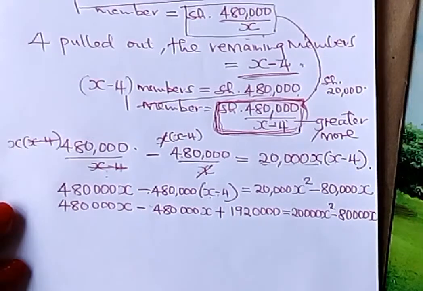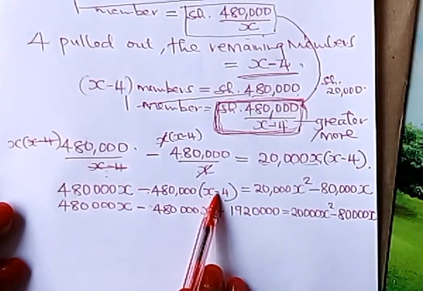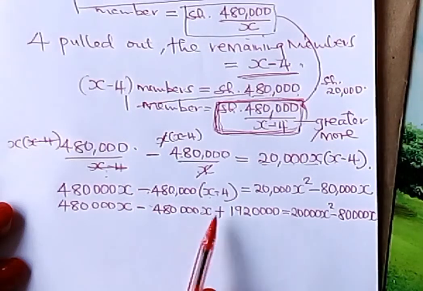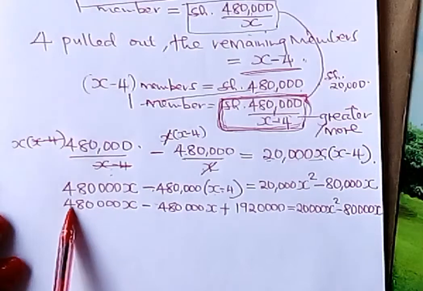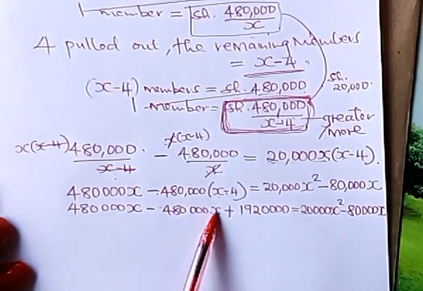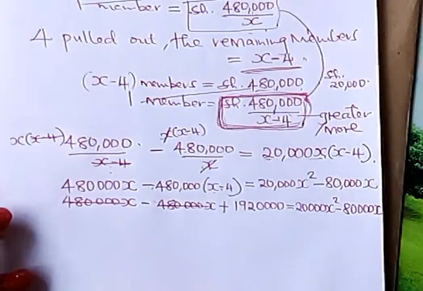There we are. We have removed this bracket accurately. Take care of the signs as you multiply. Minus times minus is plus. From there now things become a bit easier. For 80,000x minus 480,000x, you get 0. So those two values cancel out.